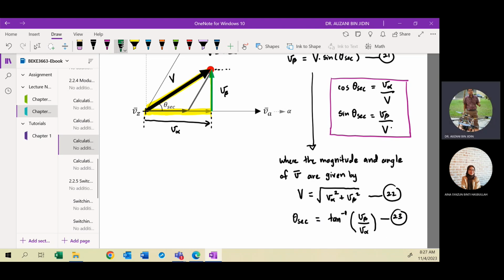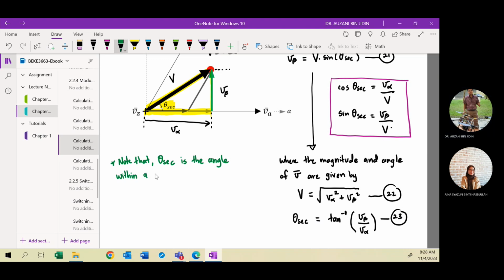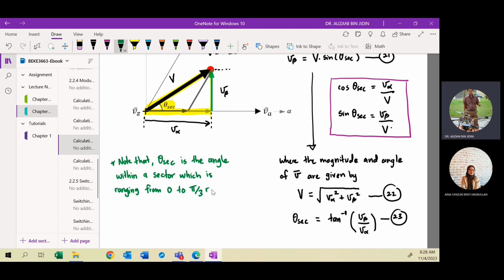Okay, you have to take note of the definition of theta sector. So this is the definition of theta sector. The theta sector is the angle within a sector, which is ranging from 0 to pi per 3 radian.